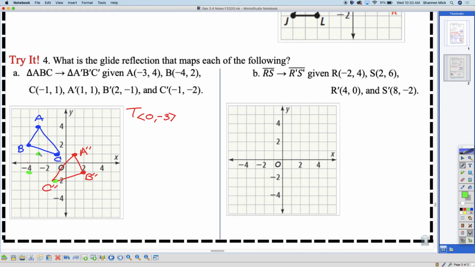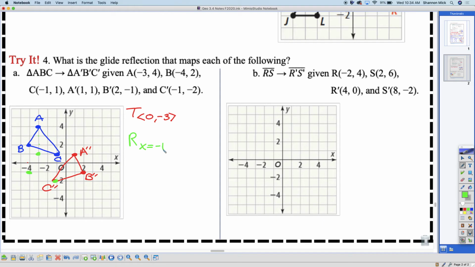X equals -1, because it's a vertical line, right? So I have a reflection over X equals -1. Does everyone see that? C and all the C's ended up, it didn't move with that reflection, did it? Remember, if a point doesn't move, that is the line of reflection.